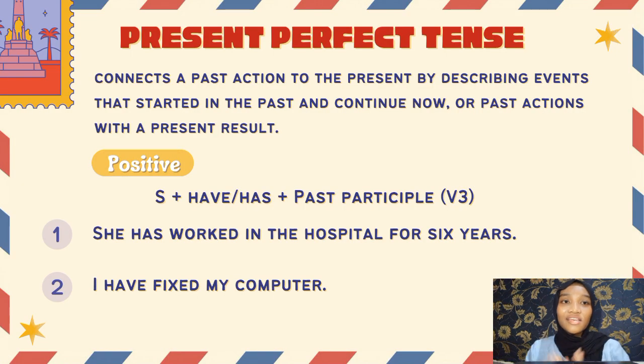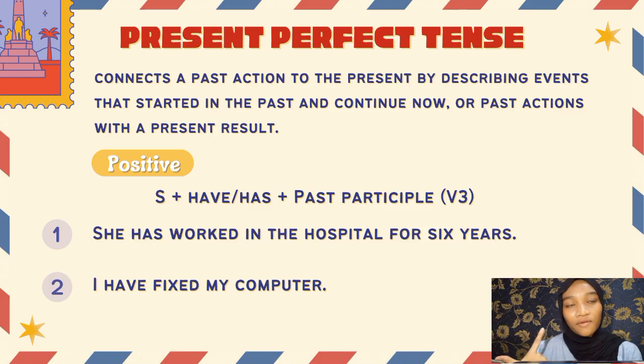The third is present perfect tense. The present perfect tense is used for a past action with a present result. For the positive forms, the formula we use is subject, has or have, and past participle or verb 3. For the example, I have fixed my computer.